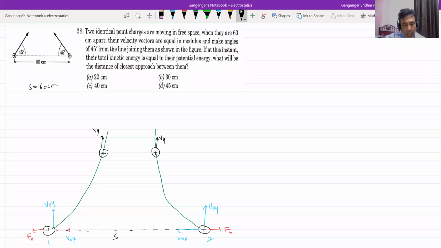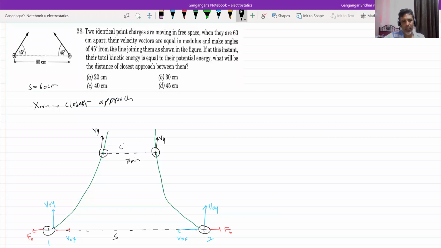What will happen to the x component? The x component will be 0 when they're the closest. What is x minimum? X minimum is the closest approach. I think if you can get this diagram, the rest of the mathematics you can manage.